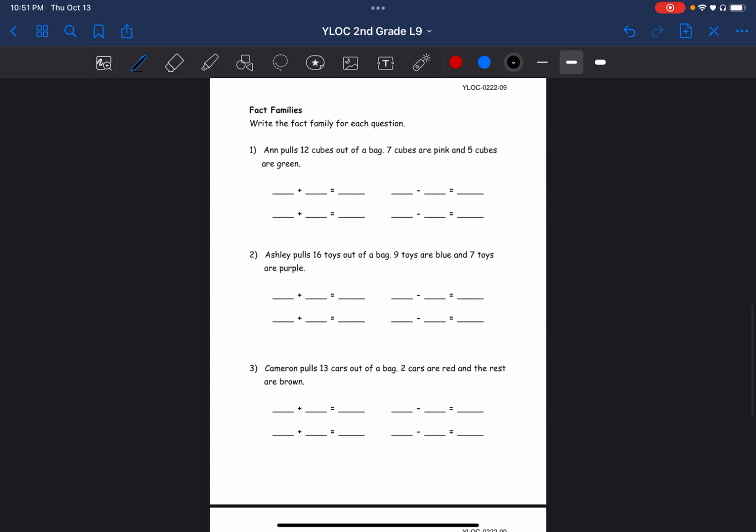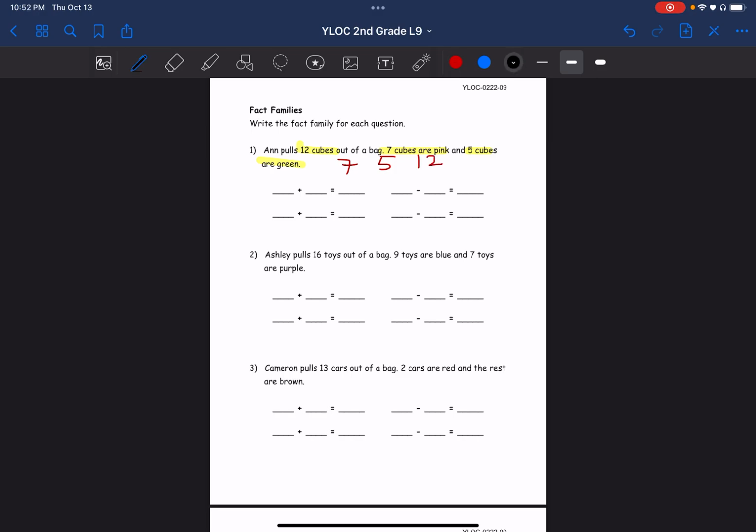More fact families. Write the fact family for each equation. Amy pulls 12 cubes out of a bag. 7 cubes are pink, 5 cubes are green. Alright, so our numbers are 7, 5, and 12. Let's write these down.